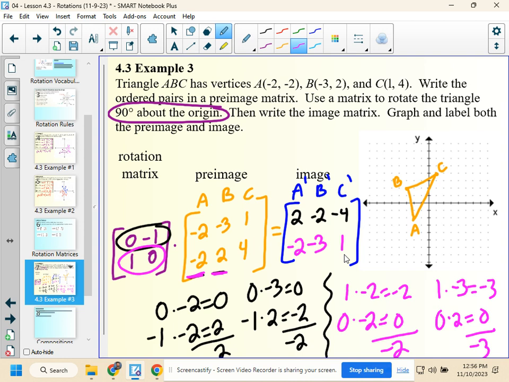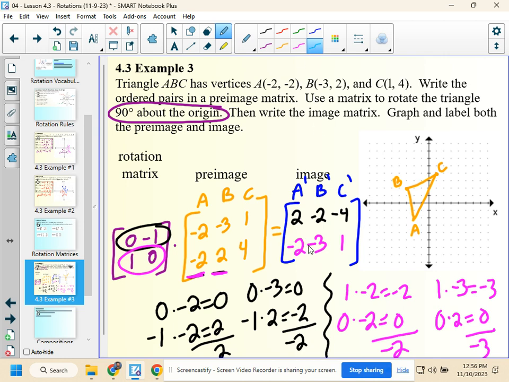I feel like documentation and annotation wise, everything's great here. We got the rotation matrix, the pre-image matrix, the image matrix, all labeled correctly with prime notation. And then the last part would be just to graph it, right? So put this image matrix, turn it back into ordered pairs, and put it on the graph.